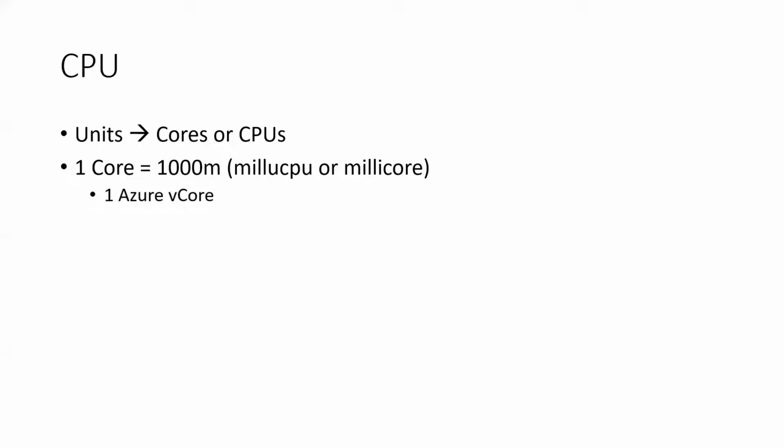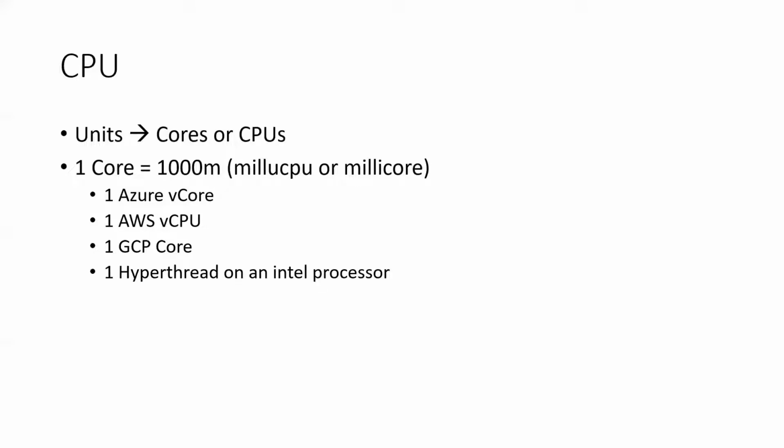If you are using Azure, one core is called one Azure vCore. If you are using AWS, it is one vCPU. If you are using GCP, it is called a core only. But if you are using an Intel processor, it is one hyperthread. So every environment defines it differently, please define accordingly.